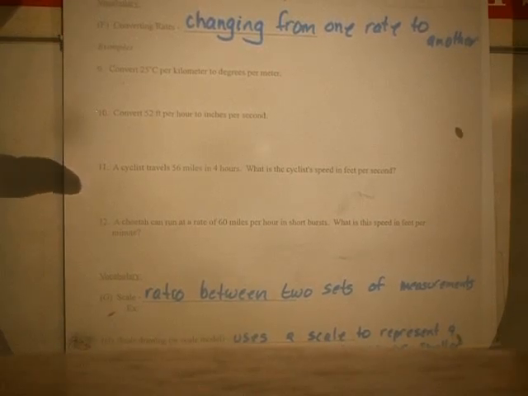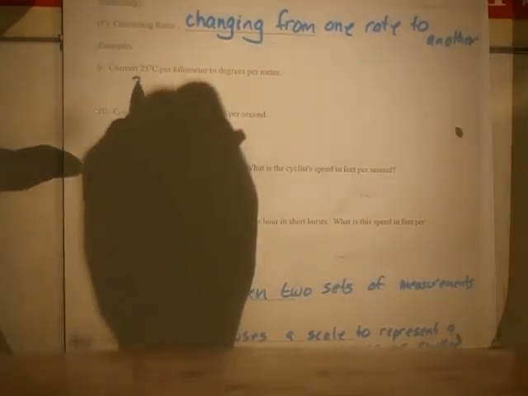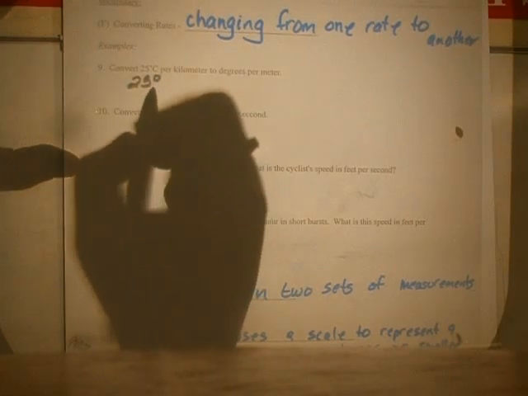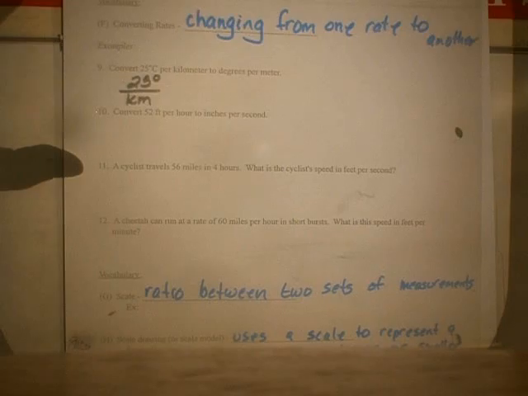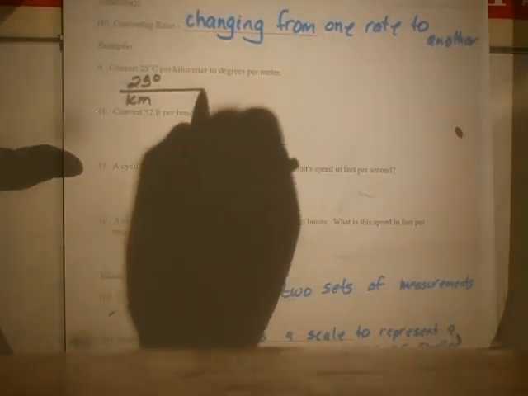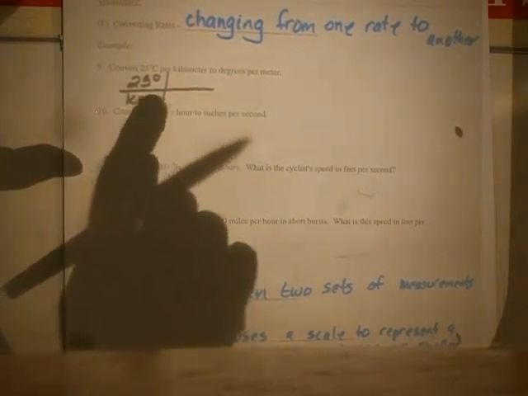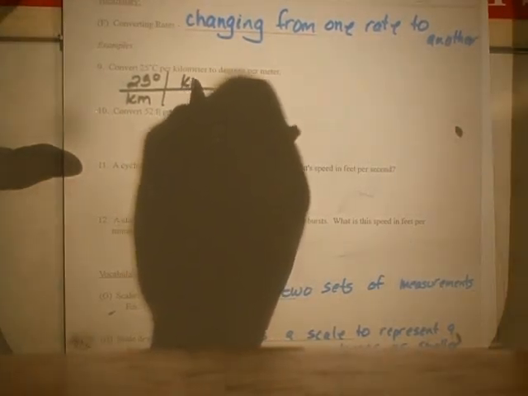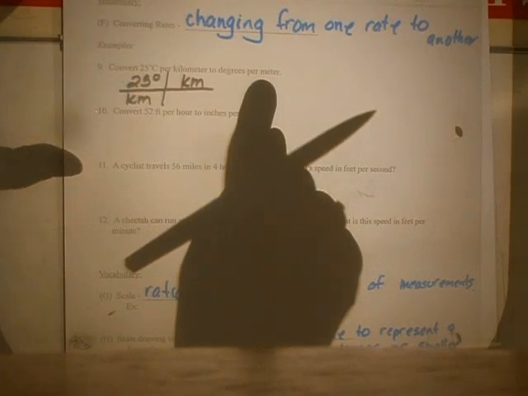Number 9, we are converting 25 degrees Celsius per kilometer into degrees per meter. So 25 degrees per kilometer, we're going to start out with that, and I'm going to make this little chart. Since there is kilometers on the bottom, we want to put one on the top so they cancel. And we are trying to change this to meters.